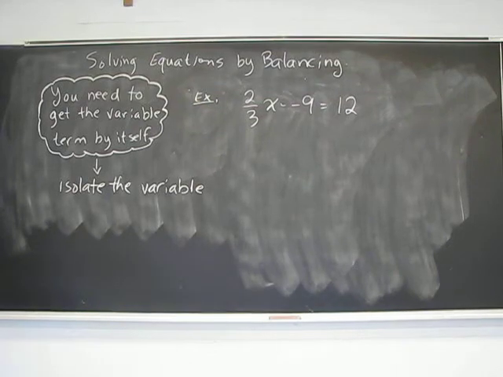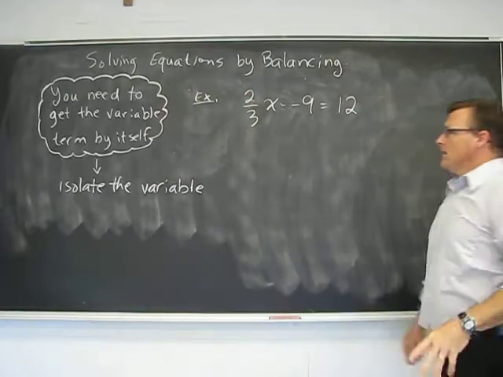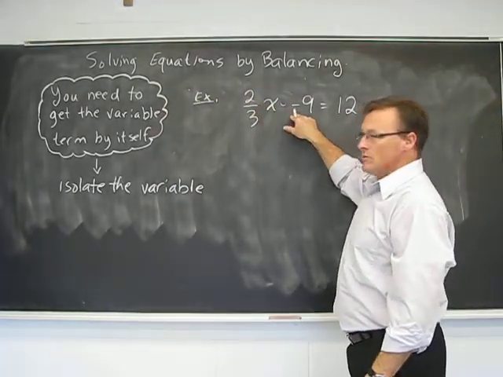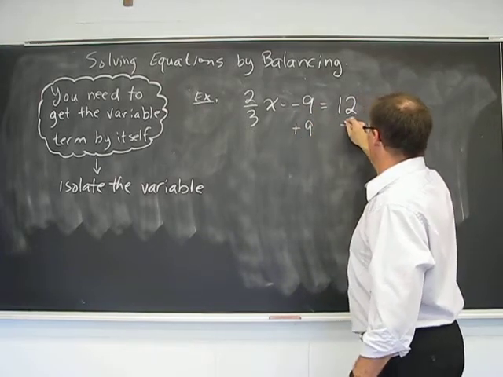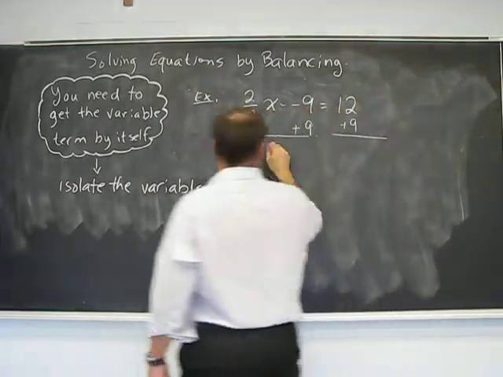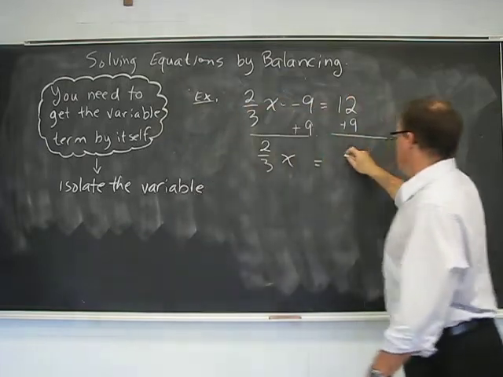For the next question, we're going to do an example with a coefficient that's a fraction. Now, same deal, I'm going to get this variable term by itself, which means I'm going to move the minus 9 out of there by adding 9 to both sides. And that's going to give me 2/3 x on the left, and on the right, you're going to get 21.